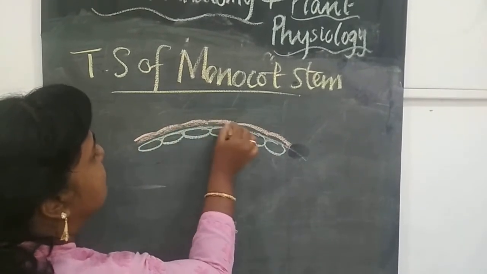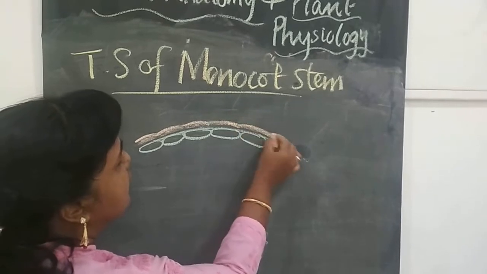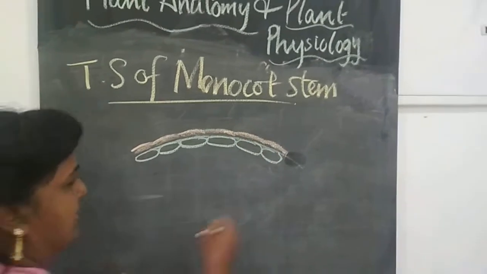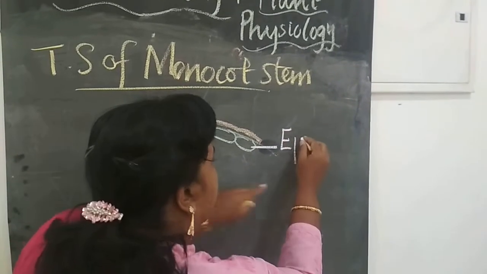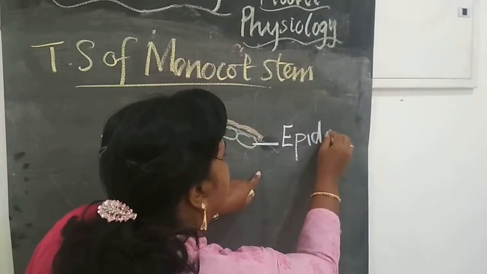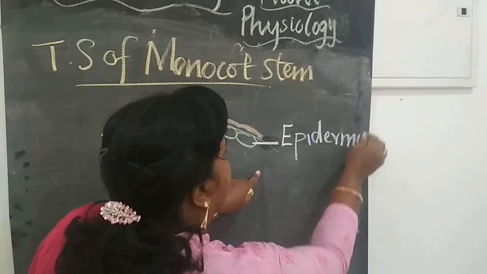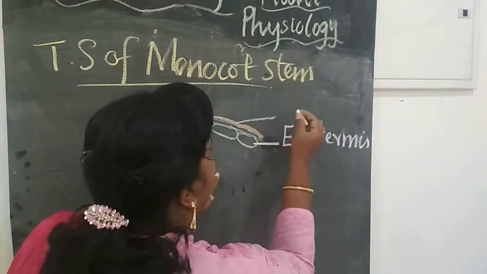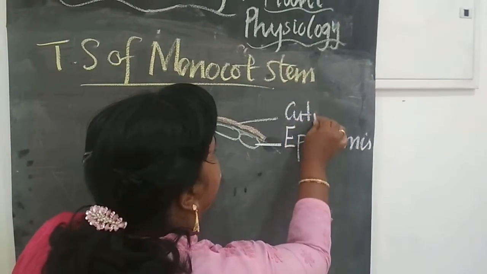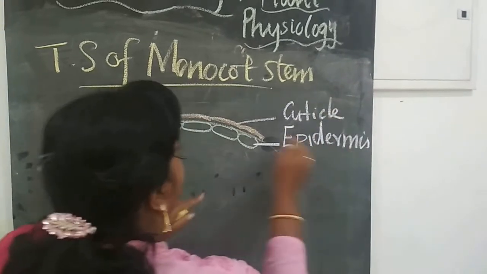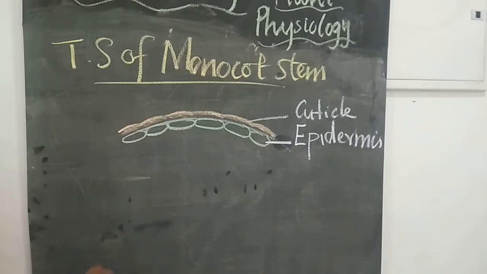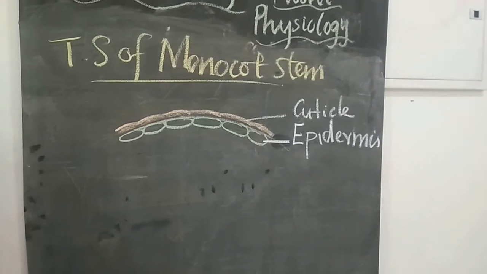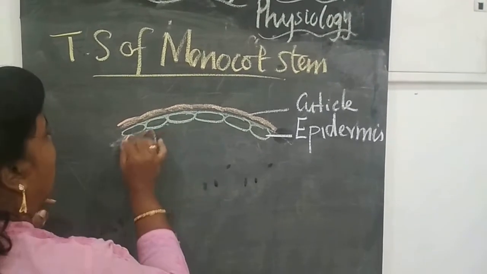This epidermis gives protection to the inner organs. So this is the epidermis, and this is the cuticle. And below the epidermis, there is the hypodermis.